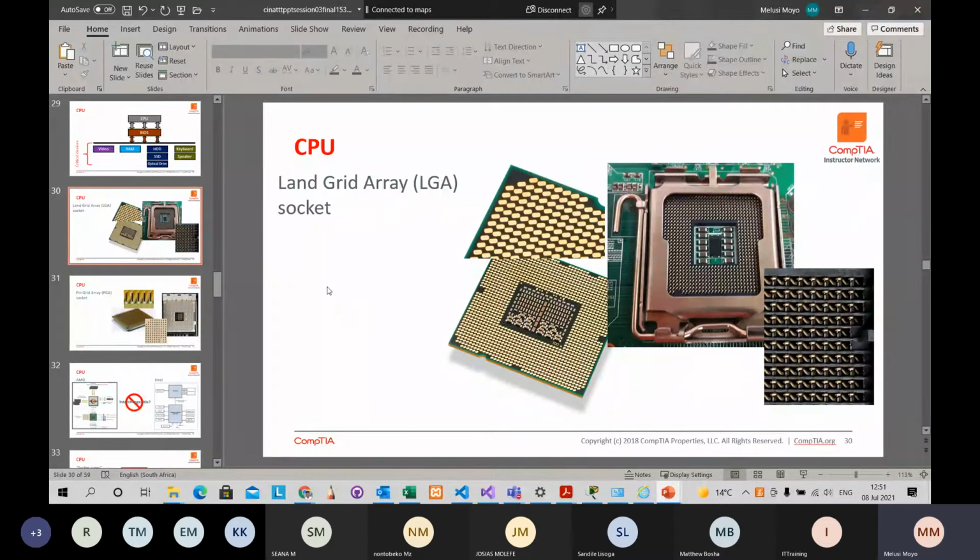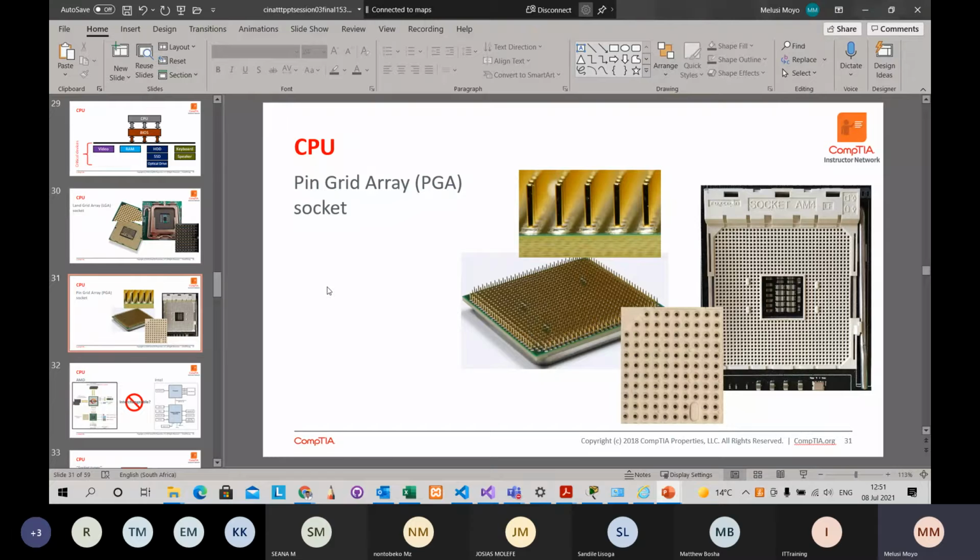So before you buy any CPU, you have to check your socket. What type of CPU does it take? What type of socket is it? Is it an LGA or a PGA, right? So that you don't buy the wrong CPU. So we have two things, the socket and the CPU.